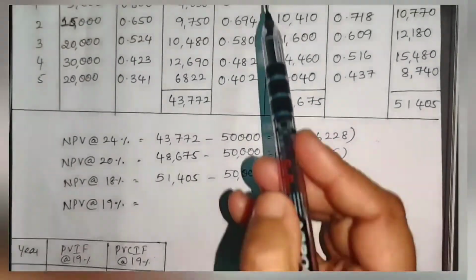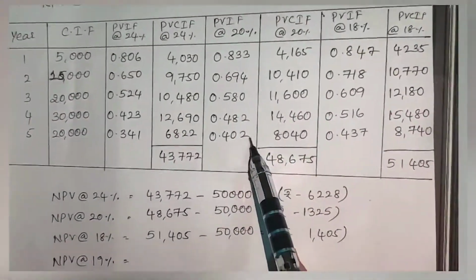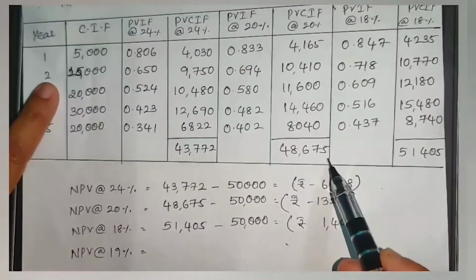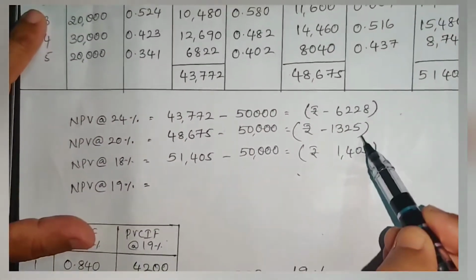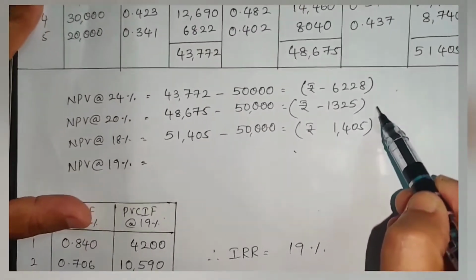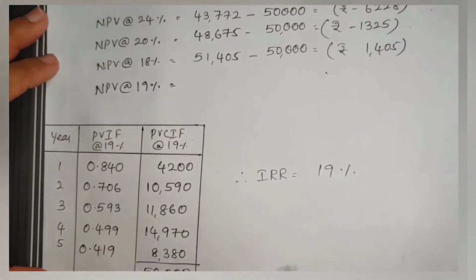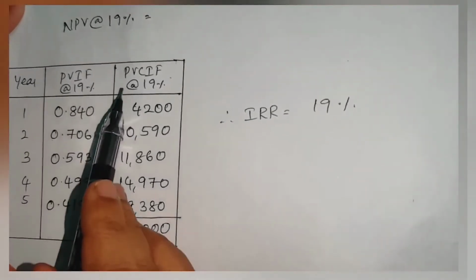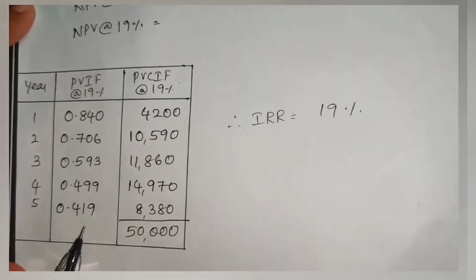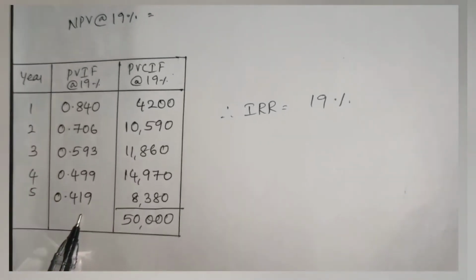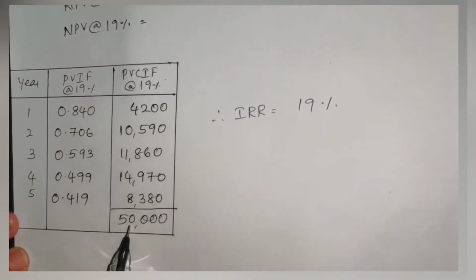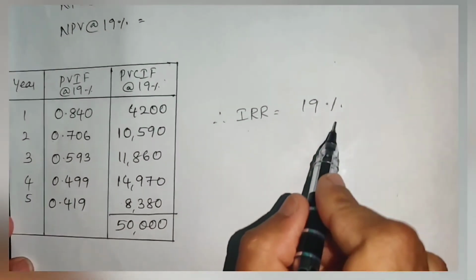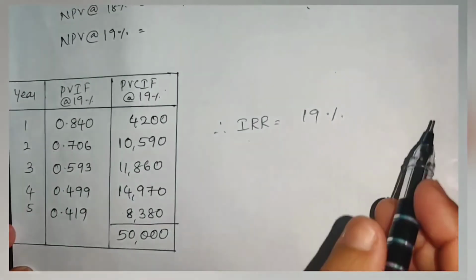So at 20%, these are the table values. PVIF at the rate of 20% when multiplied with CIF, I got 48,675 rupees. So this NPV is minus 1,325 rupees. Next, as it is a bit nearer to 0, I have shifted to 19%. So at the rate of 19%, PVIF at the rate of 19%, I have taken the table values. When multiplied with cash inflows, I got exactly 60,000 rupees. So IRR is exactly 19%, where NPV is equal to 0.